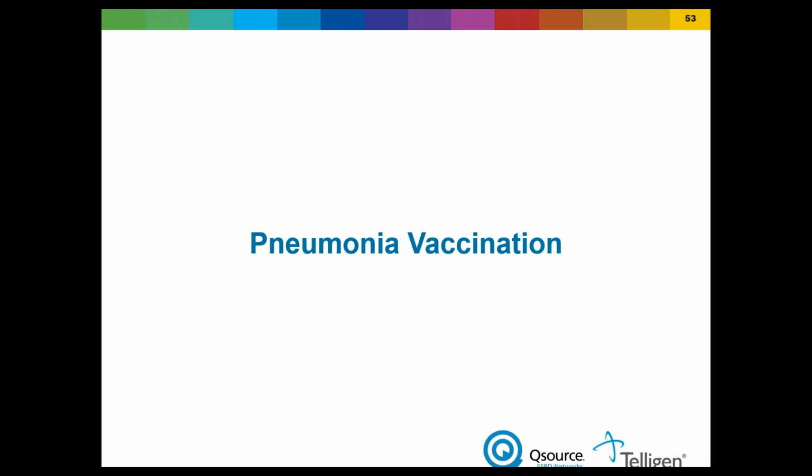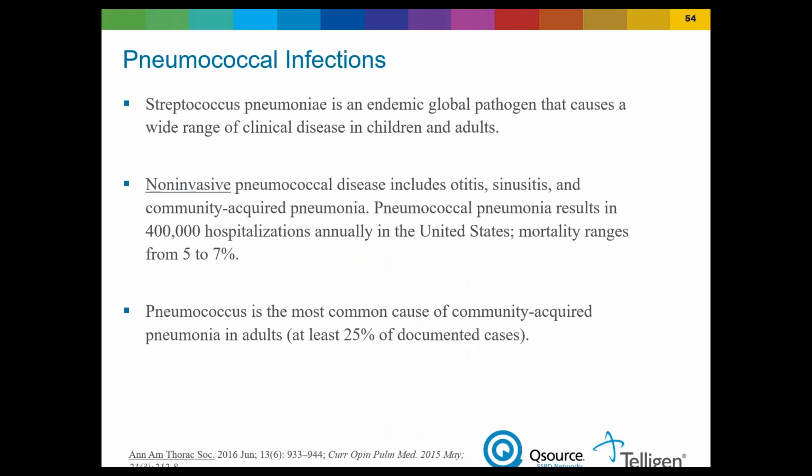And last, we'll turn the attention to pneumonia vaccination. So strep pneumonia is an endemic global pathogen that causes a wide range of clinical diseases, both in children and adults. Non-invasive pneumococcal disease includes otitis or ear infection, sinusitis, and community-acquired pneumonia. Pneumococcal pneumonia results in up to 400,000 hospitalizations annually in the US, and mortality rates between 5 to 7%. Pneumococcus is the most common cause of community-acquired pneumonia in adults. Nearly a fourth of them have been documented.